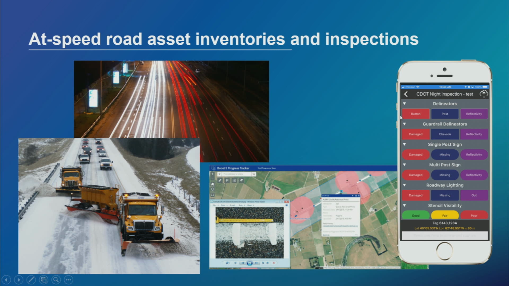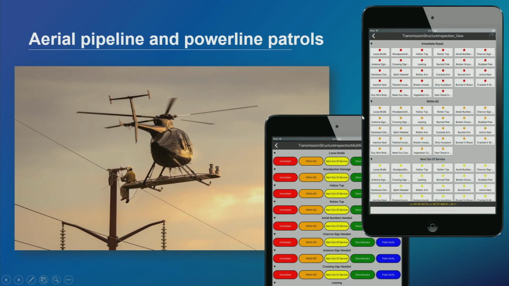This is an example configuration from Colorado DOT. They use QuickCapture to perform night road sign retroreflectivity inspections at highway speed. Here is another example where some companies, utilities in particular, are using QuickCapture from helicopters, often to document where work has been done or needs to be done. And the beauty here is, again, that you can configure this big button application for people to quickly capture the information that they need.